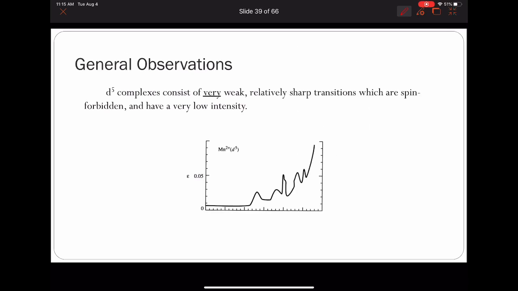For d5 complexes, these consist of incredibly weak and relatively sharp transitions because these are spin forbidden. So therefore they have incredibly low intensities. We're already talking about d to d transitions, so these are Laporte forbidden, or orbitally forbidden. And then if we tack on top of that the fact that we have a d5 system, these are now spin forbidden as well.